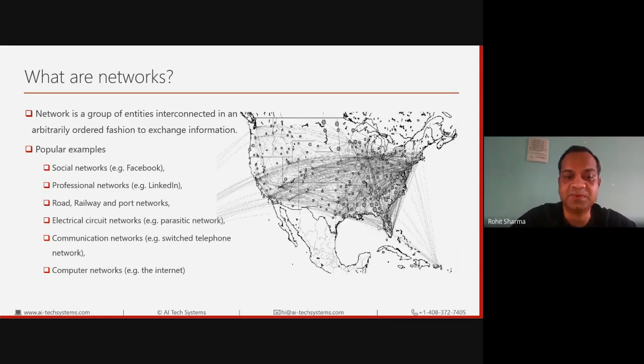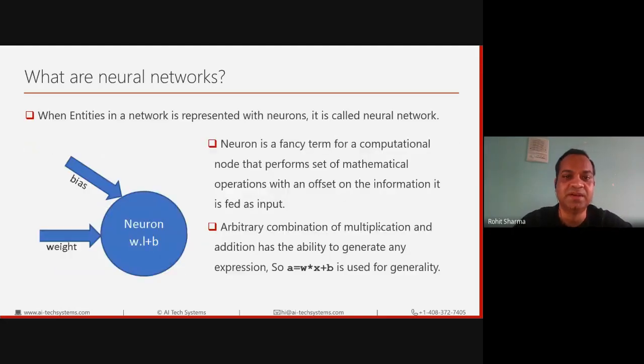And of course, our computers are connected through our home router, Wi-Fi, and the internet. And all those are networks, right? And then you have railway network, road network, airport networks, and stuff, right? So anything that is connected with an intention to exchange information, and it's ordered arbitrarily, that's called a network. And deep learning network is one such network.